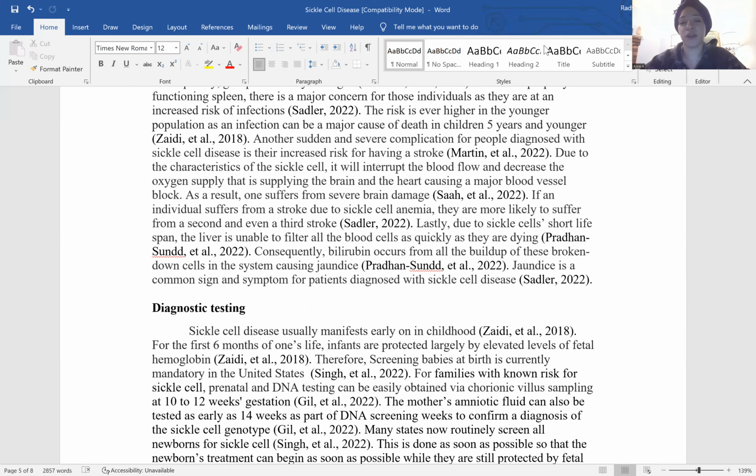Lastly, due to the sickle cell's short lifespan, the liver is unable to filter all of the blood cells as quickly as they are dying. Consequently, bilirubin builds up from all these broken down cells in the system, causing jaundice. Jaundice is a common sign and symptom for a patient diagnosed with sickle cell disease.